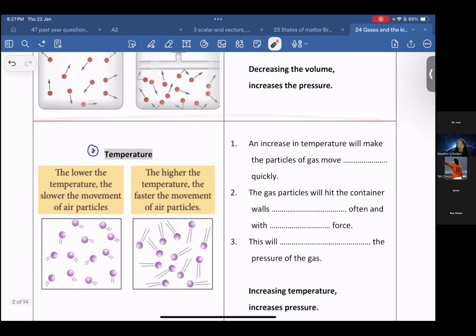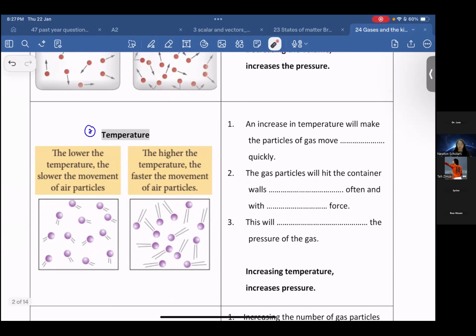Second one, temperature will also affect the gas particles. How? You see, in these two, the volume will be constant. You cannot change the volume. You can only change the temperature. Look at this one. It represents what? It is moving faster. Why is it moving faster? Because this one is heated, so it gets a higher temperature. An increase in temperature will make the particles move more quickly.